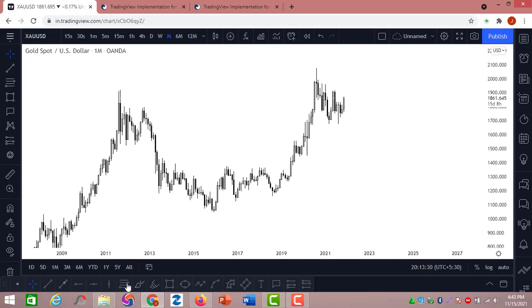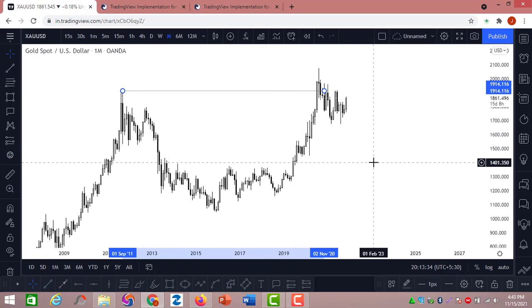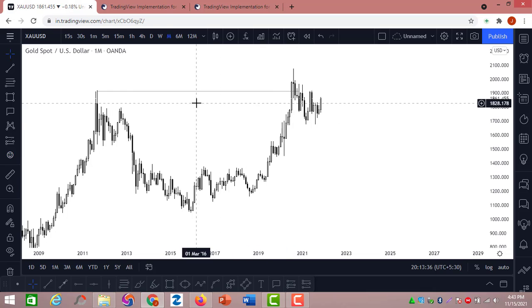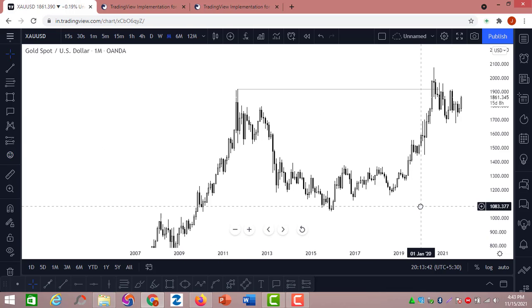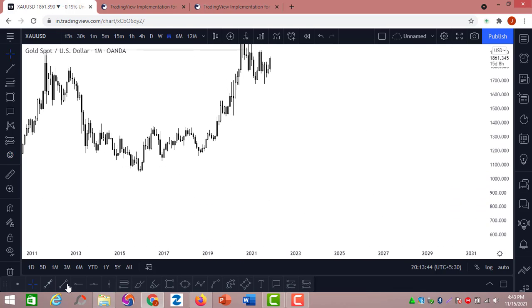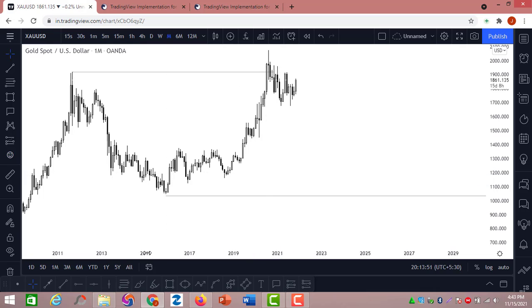On gold, creating a kind of higher high. So we have taken the high. So this is our range. This is our current range. Then we are still trading. We have created a higher high.